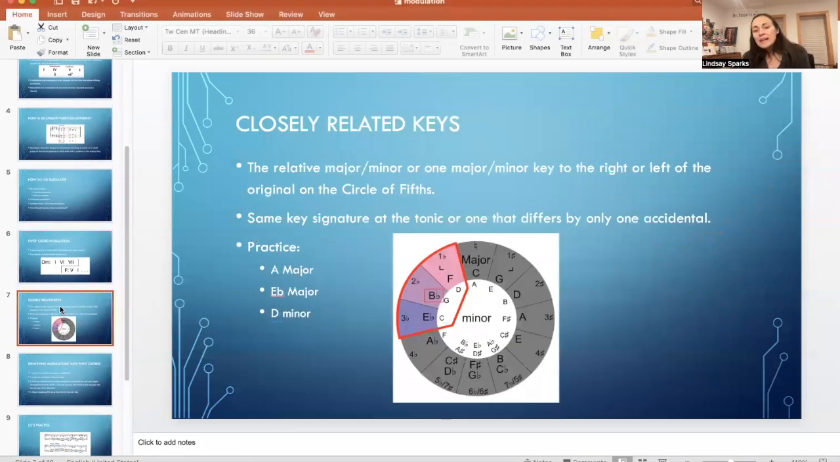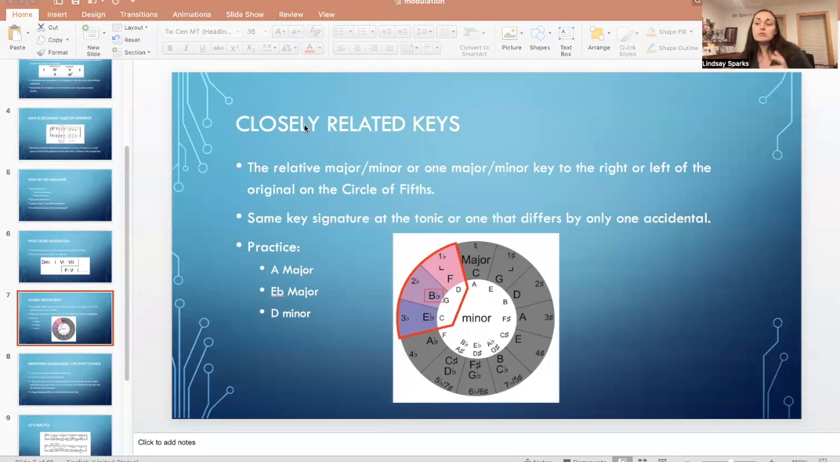We have to decide where we're going based on our closely related keys. We determined that F major and D minor were closely related because they were the relative major and minor. That's one relationship. Looking at a circle of fifths, you can also go one major or minor key to the right or to the left. So basically the key signatures that differ by only one accidental. This example here is B flat.